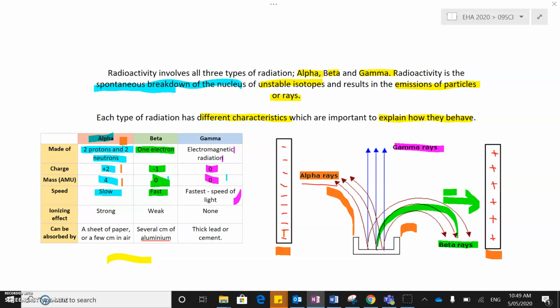But an interesting thing you can see is that these gamma rays are just heading straight up. They're not influenced at all by our positive or our negatively charged terminals. Why is that? Well, that's because they don't have a charge of their own. They're not influenced here by the positive or the negative terminals of these magnets.